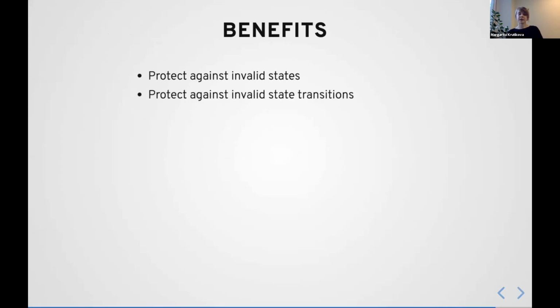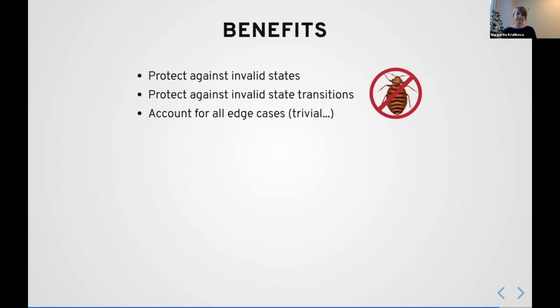Then you are also protected against invalid state transitions because when you create your transition function, you are forced to go through all possible combinations and you know which of them are invalid. So you basically account for all edge cases at the same time. And I feel that it's really trivial. You just follow the pattern and you are covered there. All your edge cases are covered. And this essentially leads to fewer bugs, and we like it. We don't really like to have bugs in our code.